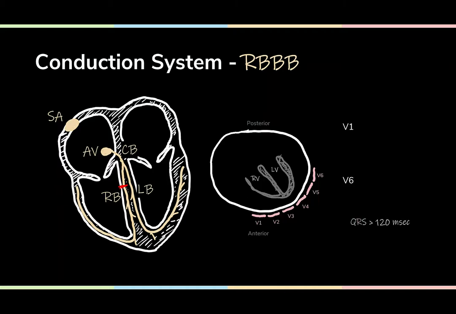The septum will depolarize, and since the left bundle is working, it's going to depolarize left to right. So you get a little upward deflection in V1 because it's towards V1. It's going away from V6.